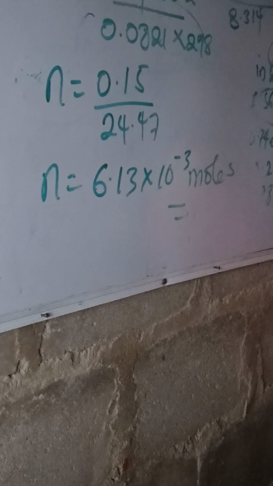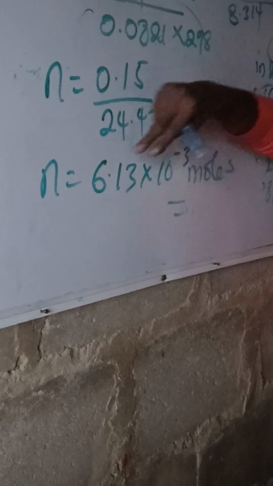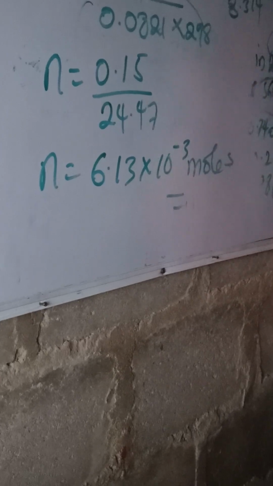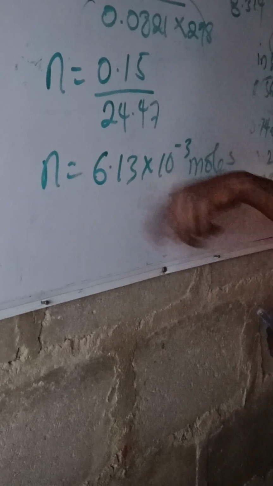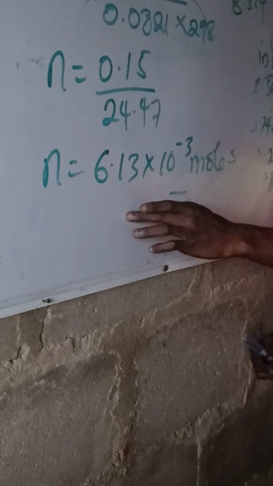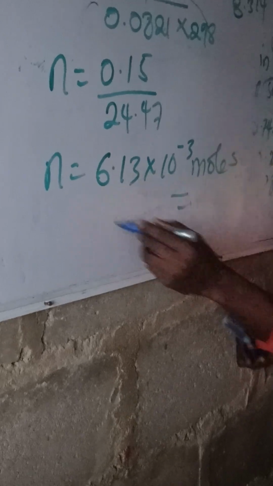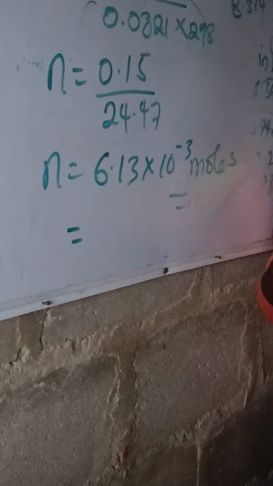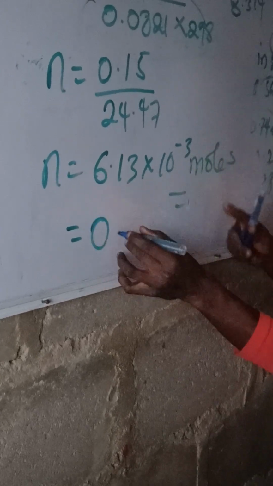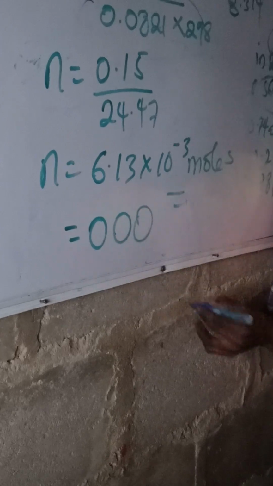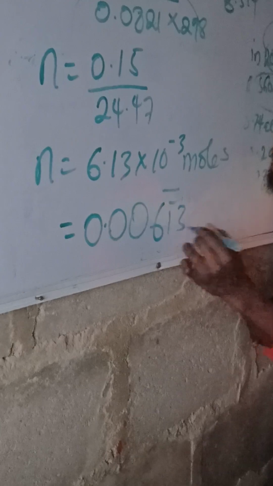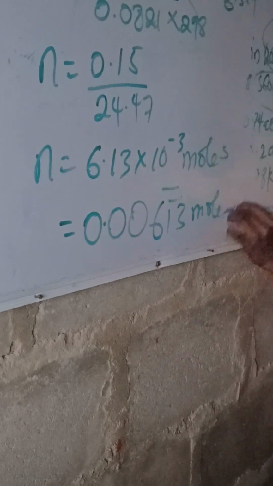If it's in decimal, maybe in your JAMB, you calculated this and the answer you get is 0 point something. All you need to do is try and reverse this one. What type of form is this? Standard form. You change it to decimal. Minus 3 means from the back, it will be three zeros, 000. Where am I going to put my point? Here, isn't it? Then 613 moles. It's still the same thing.